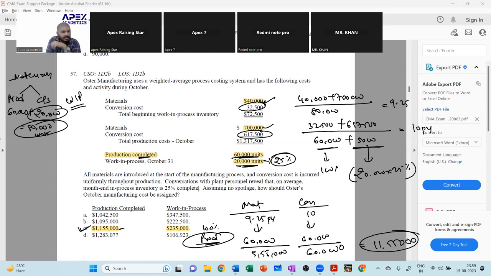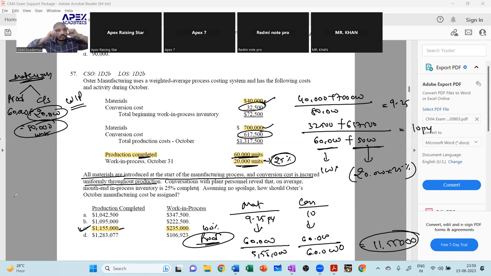60,000 divided by materials, no, because it is assumed that materials are 100% ready. Materials are introduced at the start of the manufacturing process and it is incurred uniformly. So what happens? All materials are introduced at the beginning. What is the meaning of that? By the end of it, materials work is 100% ready. That is what I wrote in that note that you took a screenshot of with your eyes open, my child.